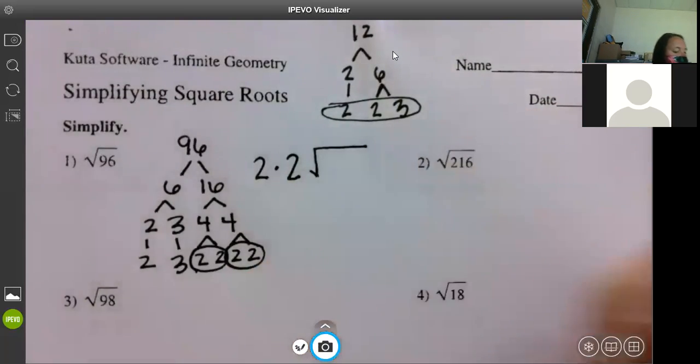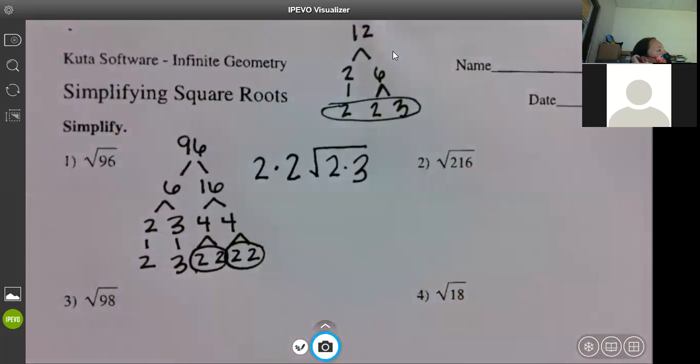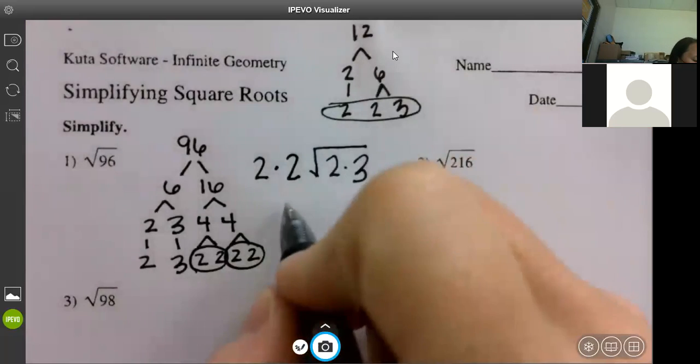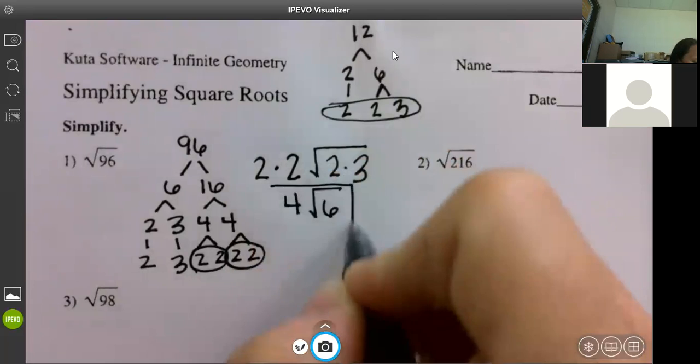I did not circle a 2 and a 3, so those stay underneath the square root. We're going to do this a couple times, so don't freak out, okay? And then I'm just going to simplify that. What's 2 times 2? 4. And then 2 times 3 is? This is your simplified square root.